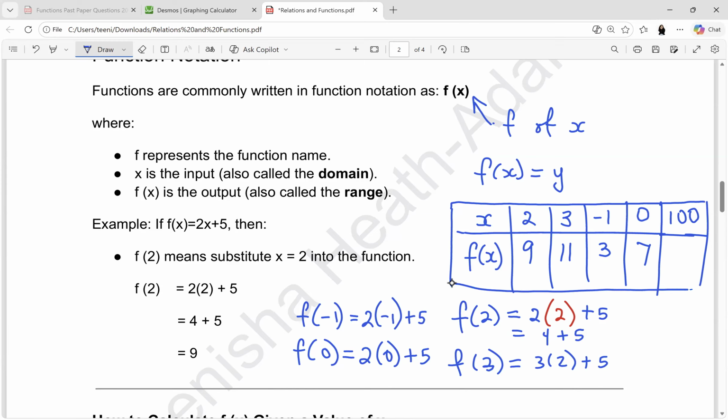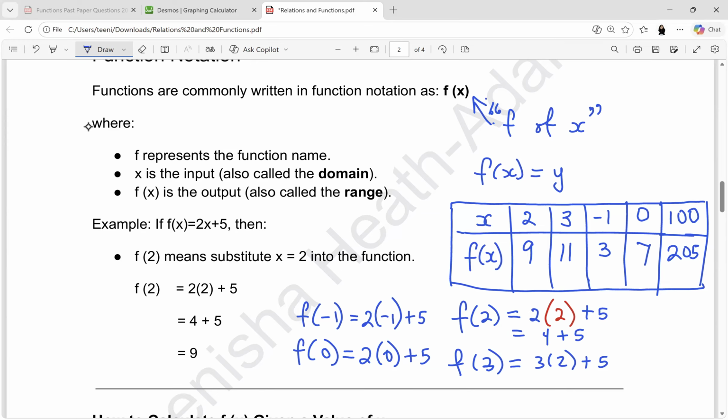So, hold on a second. I would say 205. That's right. It is 205 because f of x is 2x plus 5, which means 2 times x plus 5. And if x is 100, that would mean 2 times 100 plus 5.